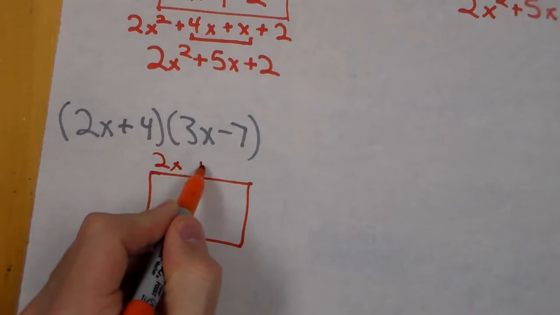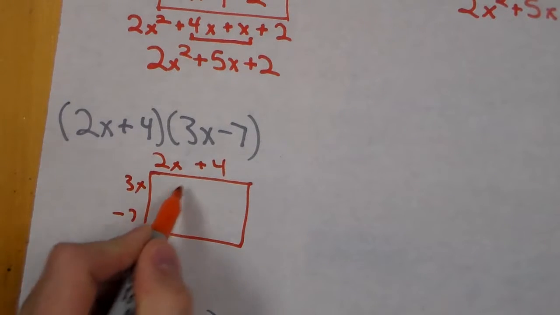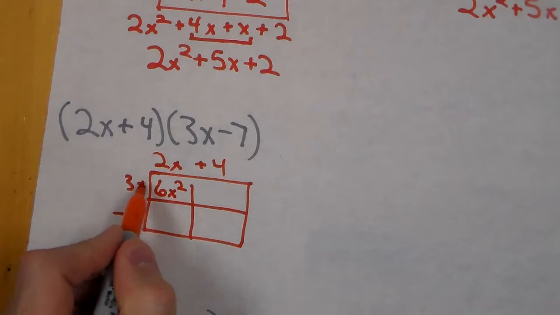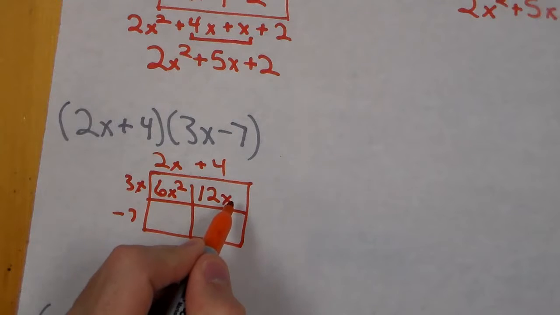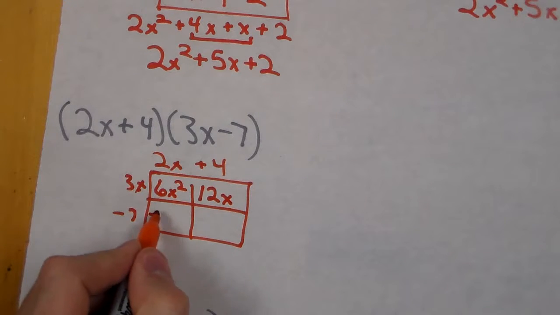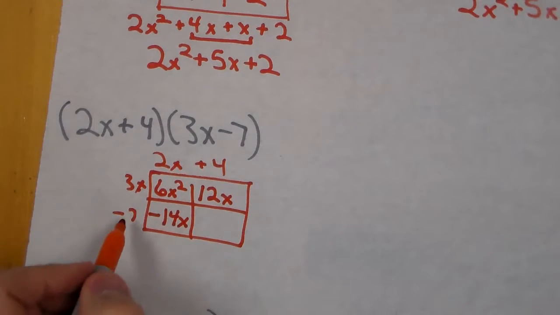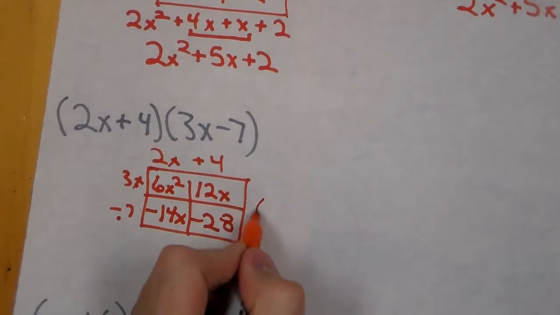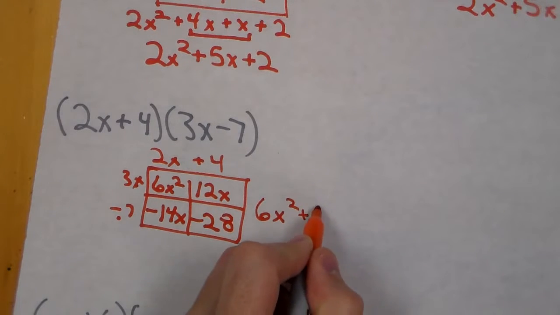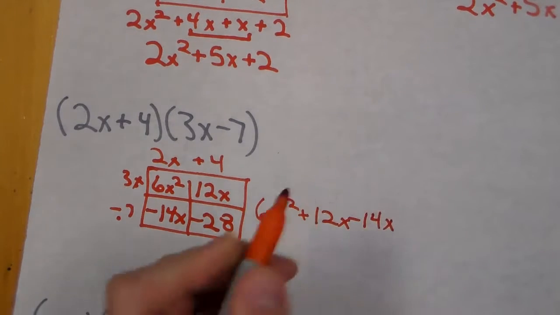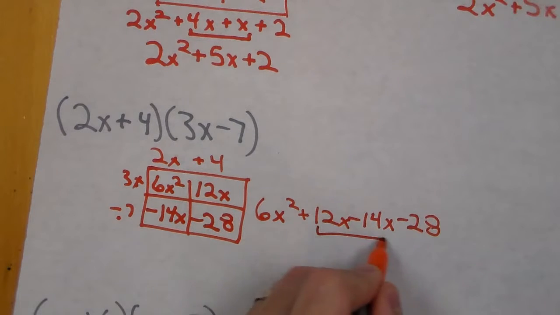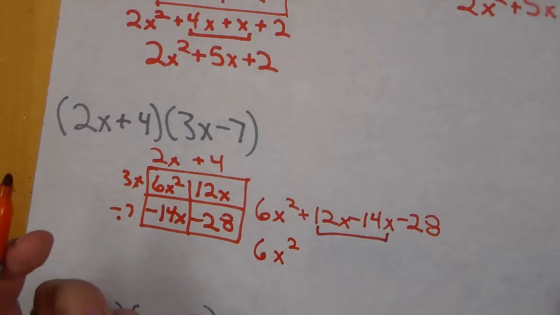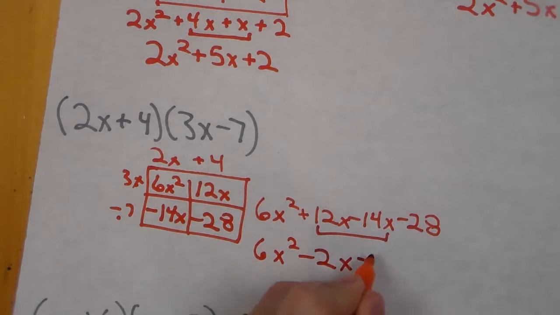All right, so let's go here. We got 2x plus 4 and 3x minus 7. 2x times 3x is 6x squared. 3x times 4 is 12x. 2x times negative 7 is a negative 14x. Can't forget the negative. And negative 7 times 4 is negative 28. So then I get 6x squared plus 12x minus 14x minus 28. But wait, again, I have these like terms here that I could combine, which are going to give me, it looks like, a negative 2x.